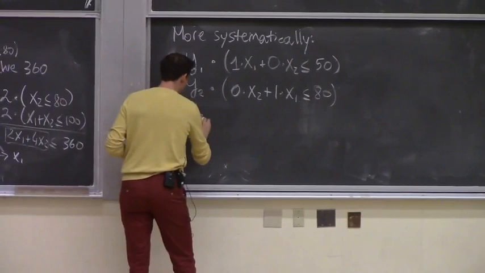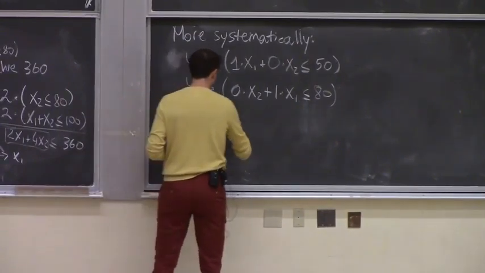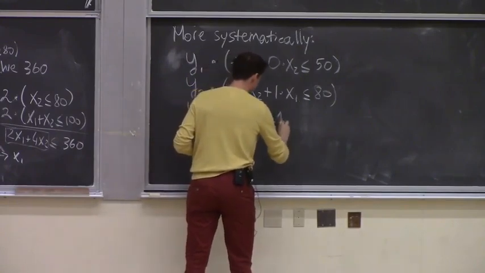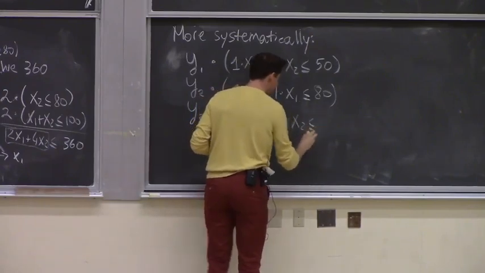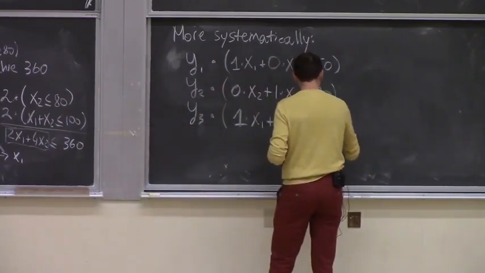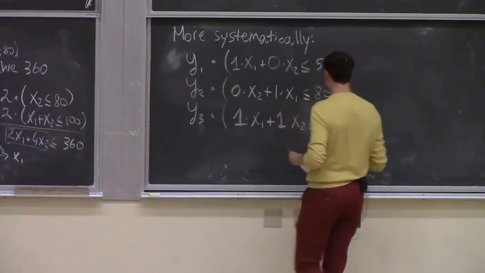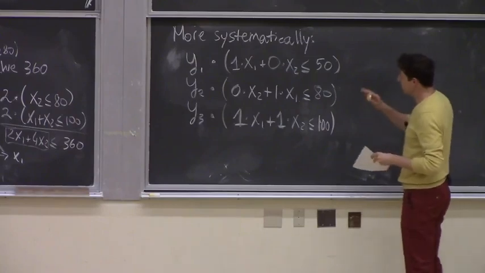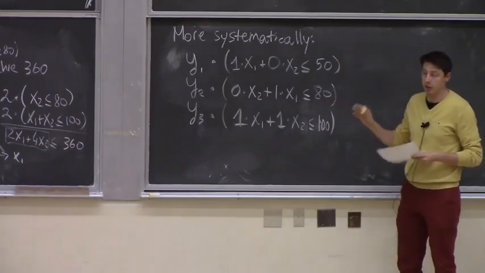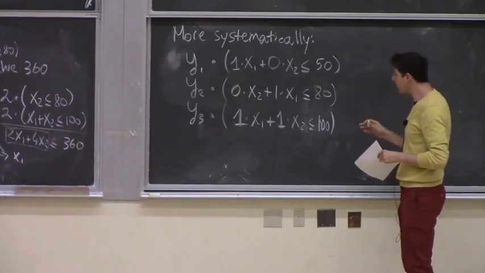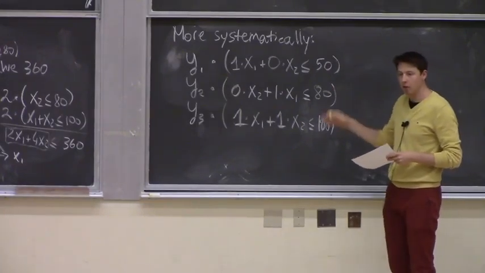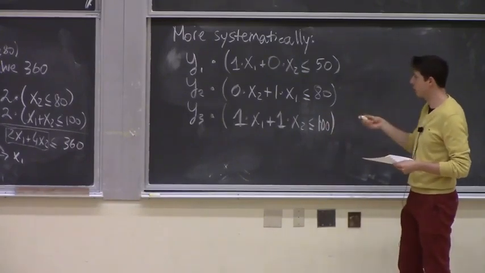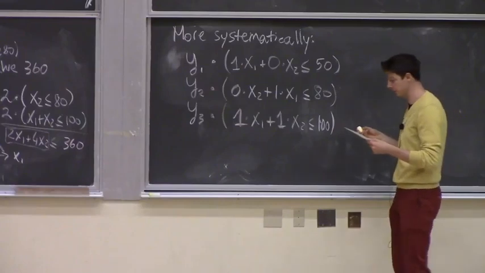And then we would have y3, some other magical coefficient, where we have 1 times x1 plus 1 times x2 is at most 100. Okay? And there we eyeballed what these things should be. But let's say that I can't eyeball this because I want to understand what's going on. Let's try to add up all of these inequalities symbolically. I'm not going to try to guess why, I'm just going to keep it around and see what happens.